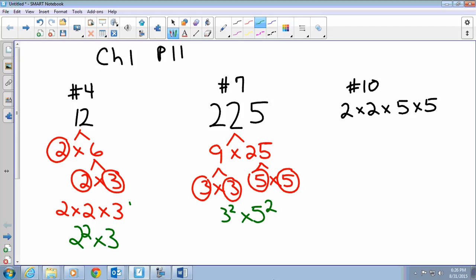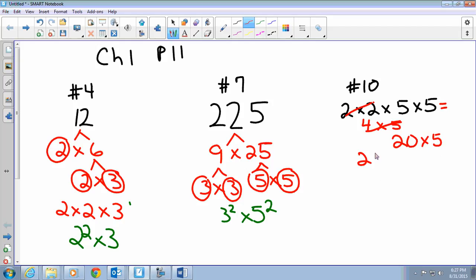Finally, number 10. Number 10 actually gives us the prime factorization, and we have to actually find the answer. So all you need to do is work out the problem. 2 times 2 is 4. I'm going to just cross that out and put down 4. 4 times 5, I just pulled that 5 down. 4 times 5 is 20. So I'm going to pull down a 20, and then I'm going to do 20 times 5.